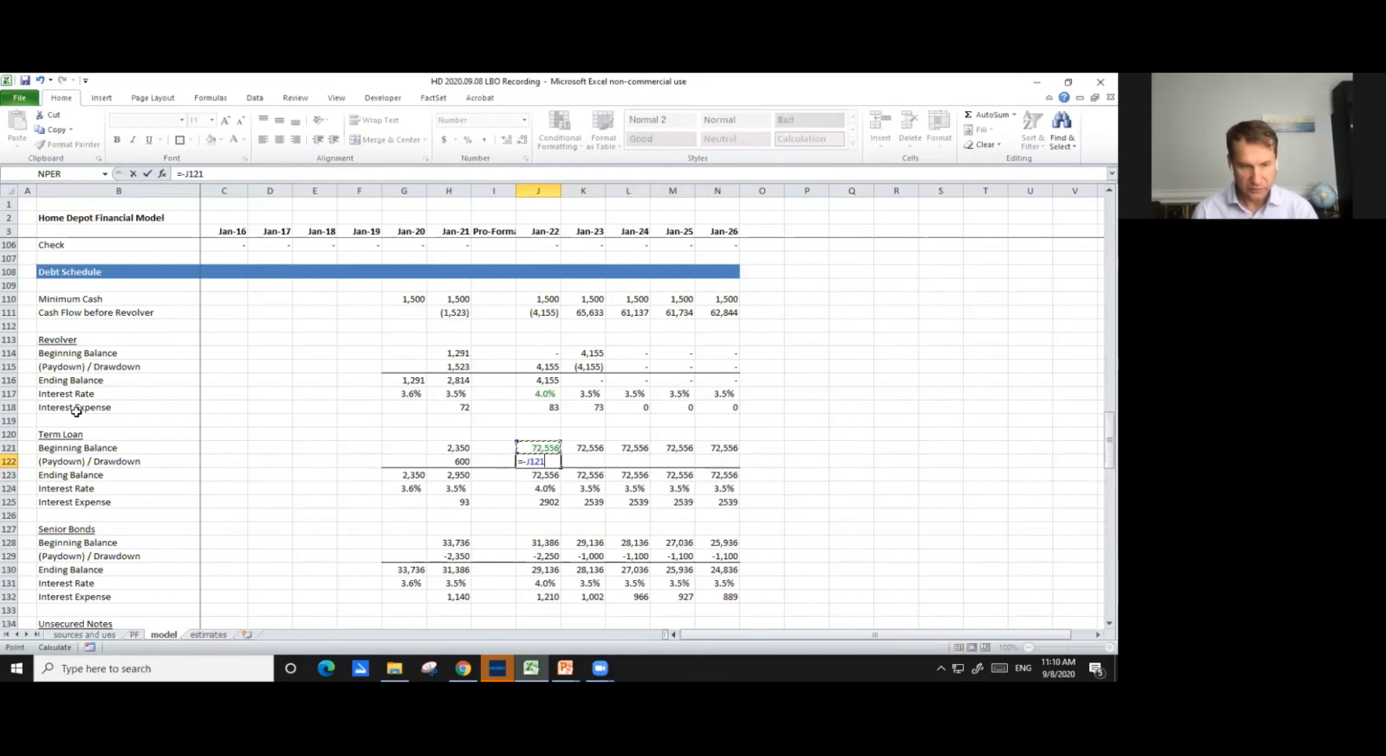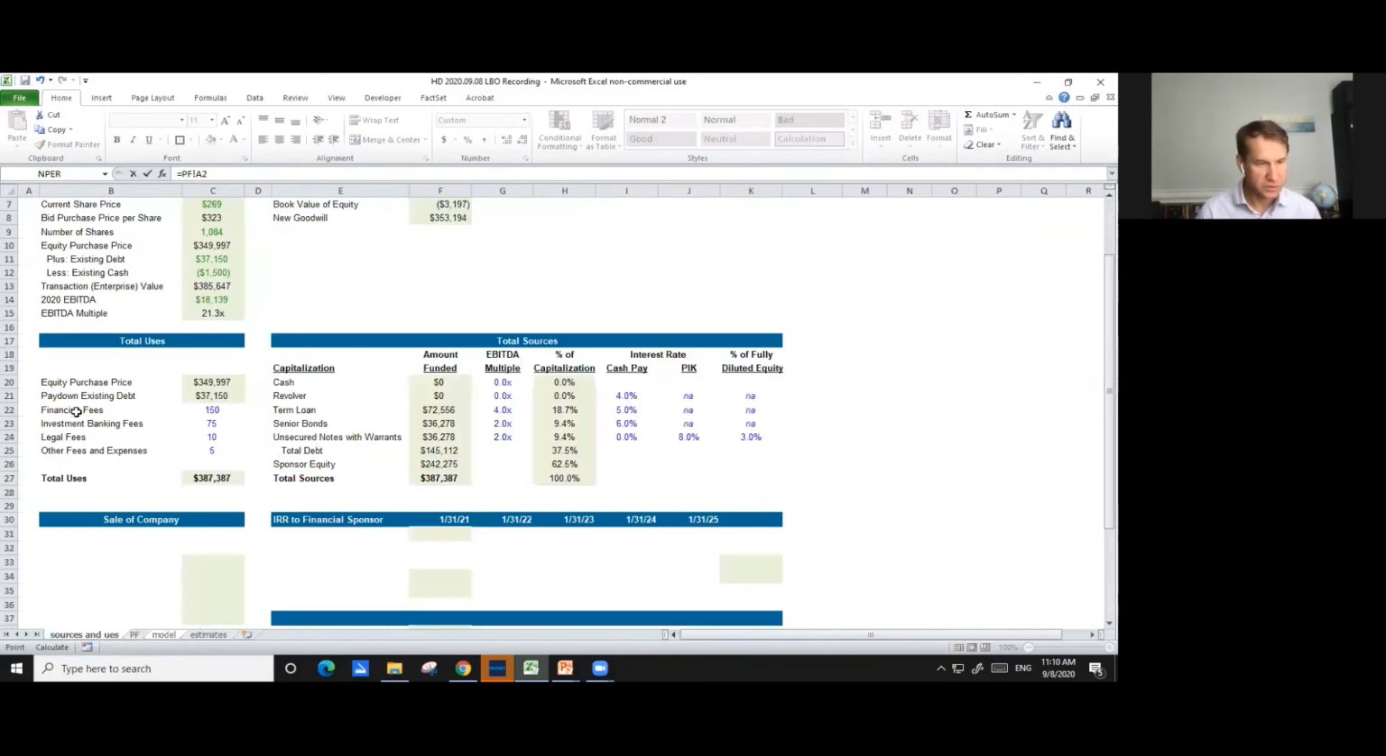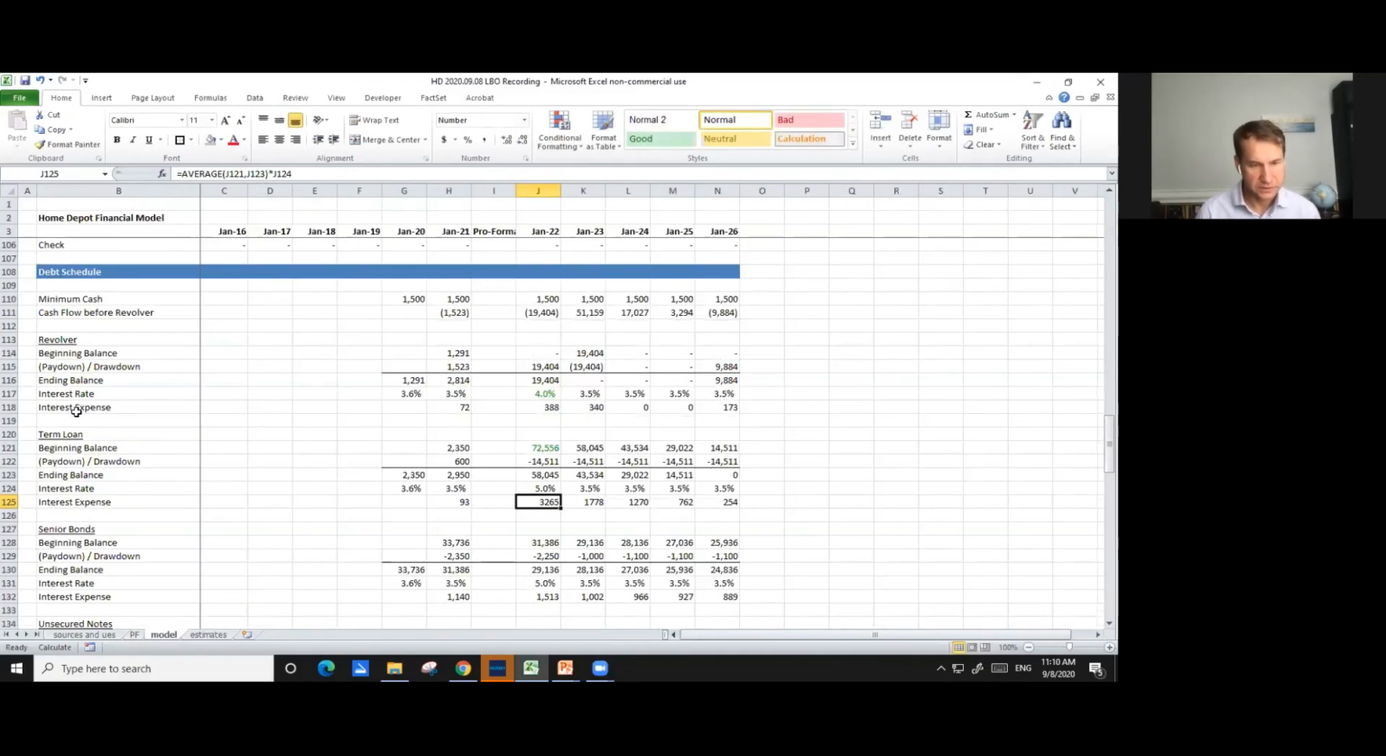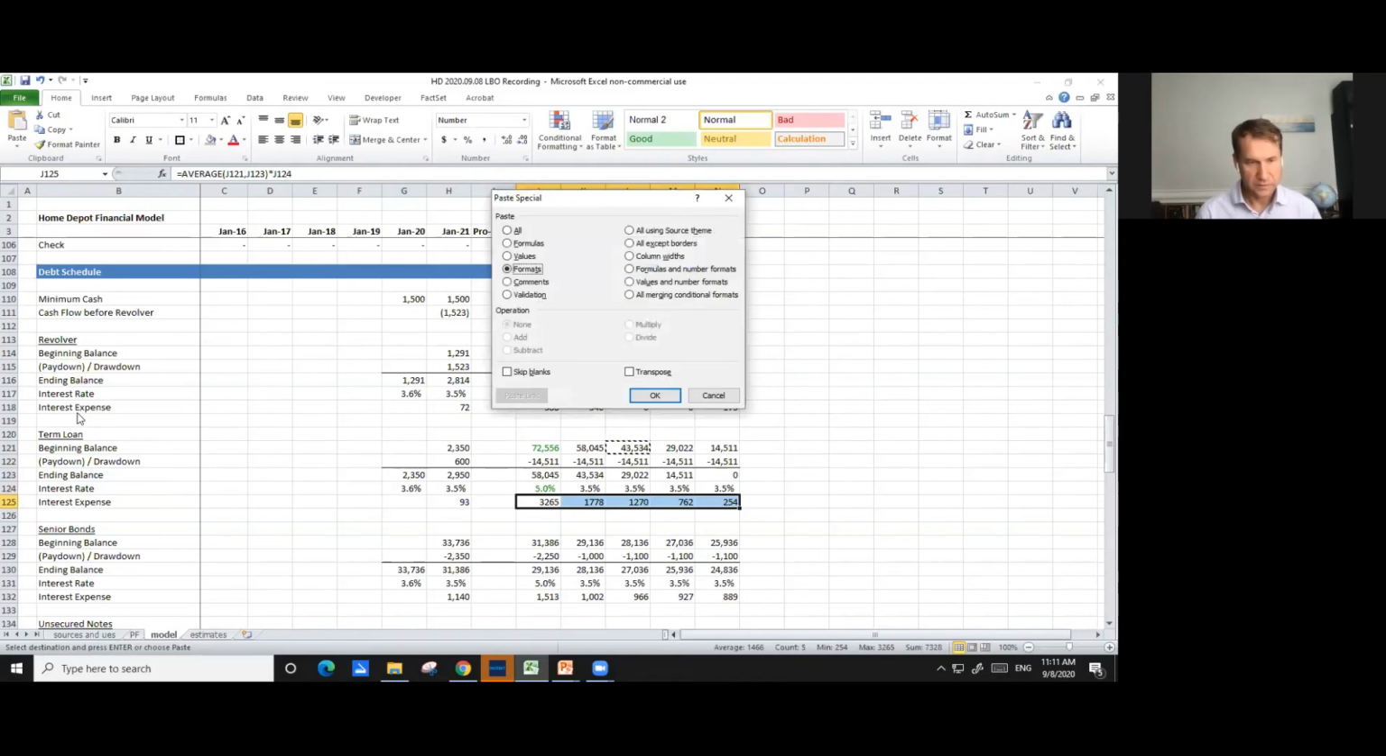They'll pay negative 1/5 of the beginning balance. And then I'll keep that flat so it really pays it down. And then the interest rate for the term loan is 5%. Interest expense is calculated correctly. Just format it a little bit here.